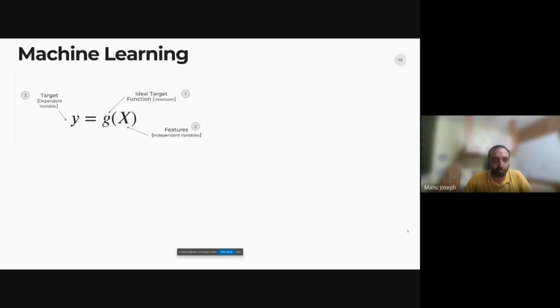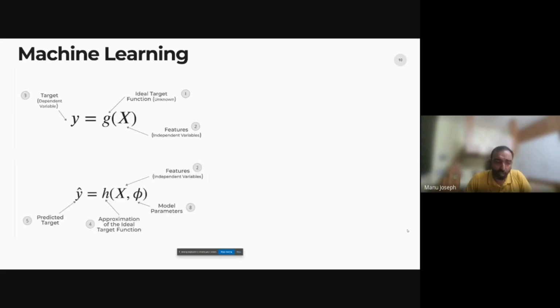But then yeah, so this is where machine learning steps in and says that, okay, we don't know what G is, but we're able to have some kind of a function, let's say a function h, which takes in these features, and there are a few parameters, let's say something to tweak the function, and then I'm able to predict a target, right? So now this is a framework that machine learning brings to the table.